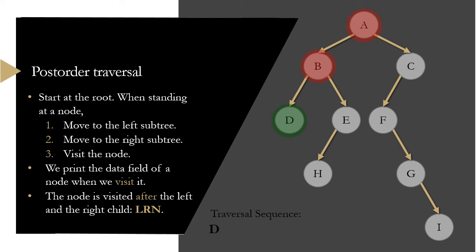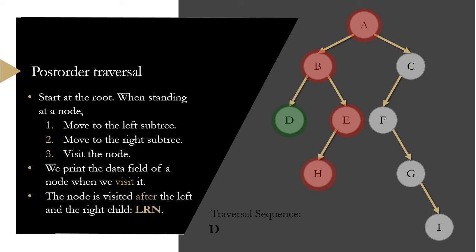I move back to B. I have just visited the left subtree of B. So I have completed step 1. Move to the right subtree. So I come to E. Again I start the 3 steps at E and I execute step 1.